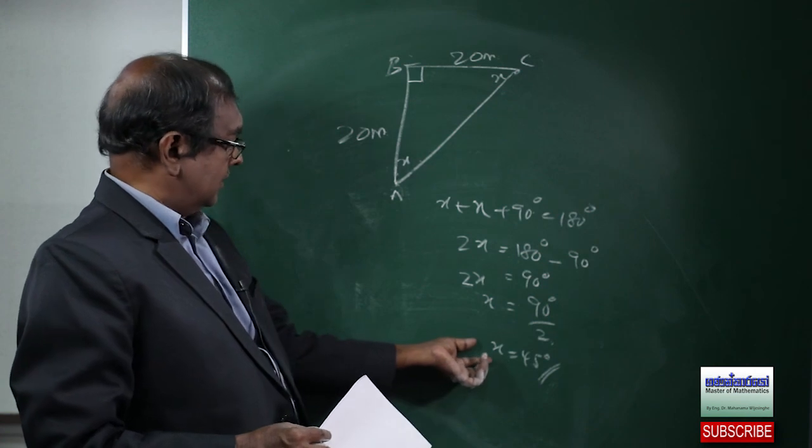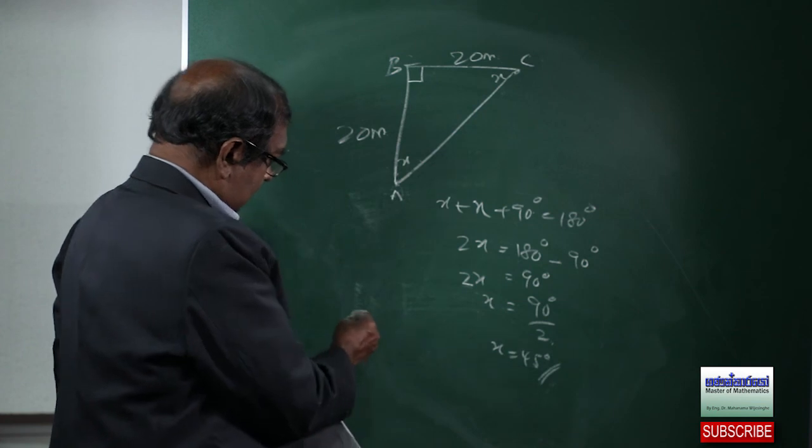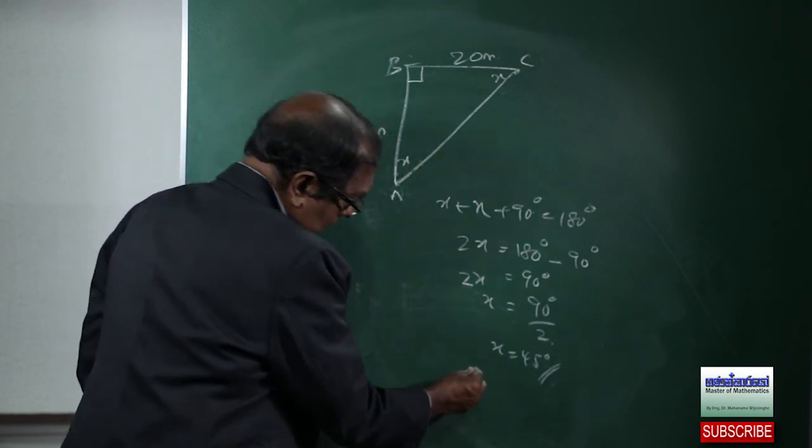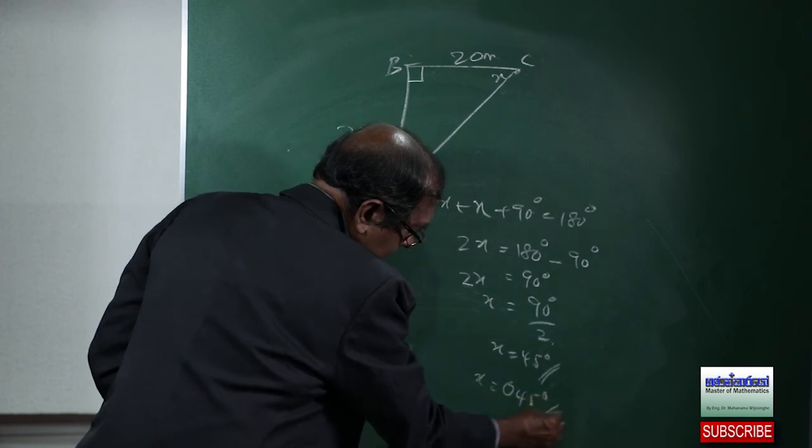The bearing is 45. You can see most of the times it is represented as 0.45 degrees.